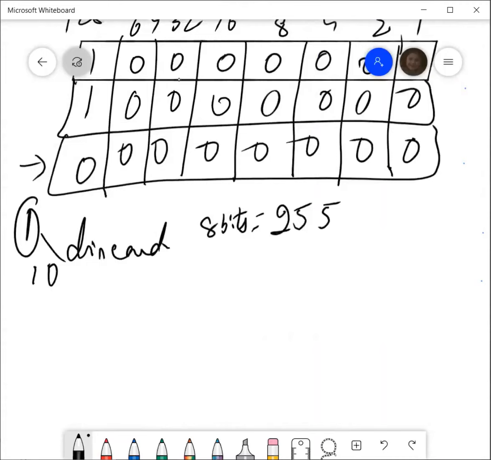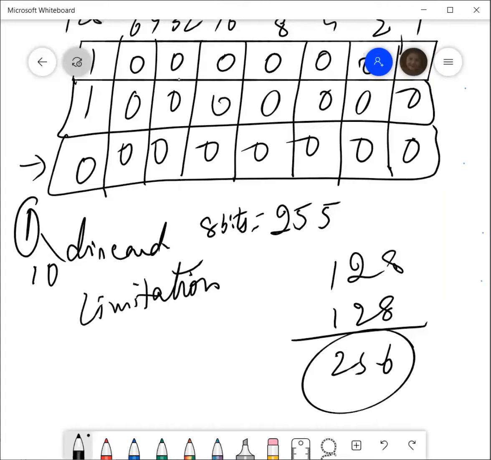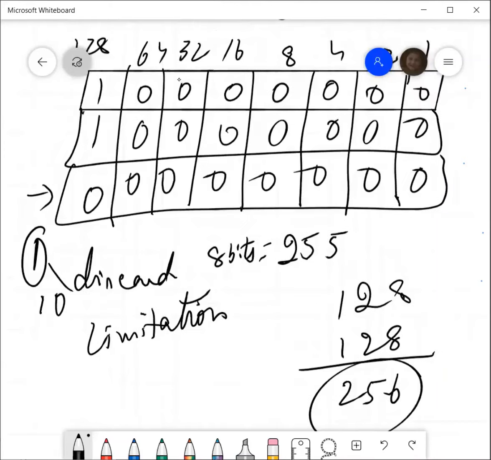So how can we represent 128 plus 128, which equals 256? We cannot represent 256. So the computer actually discarded the last bit and the answer is shown as 0. This is because of the limitation. This is an incorrect answer. Actually, the answer should have been 256, but because we have limitations, we cannot represent something bigger than our hardware allowed. So these things happen.